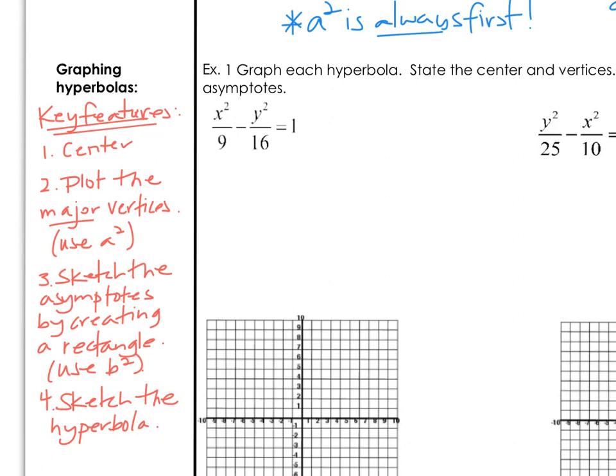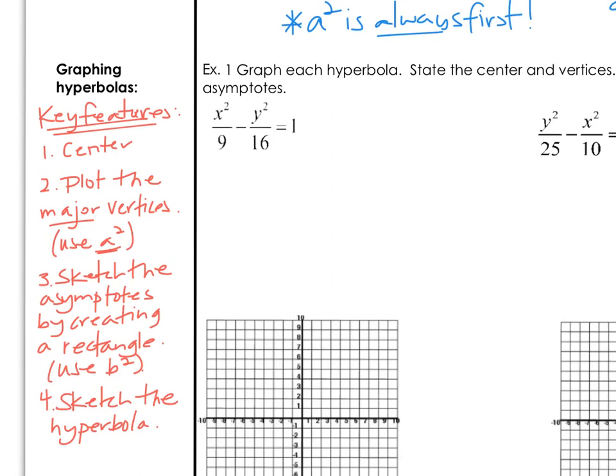Then we're going to plot our major vertices, and we're going to use a squared every time to do that. And remember, a squared is always the first number. Whether or not it's bigger than the b squared doesn't matter this time. Then we have to sketch those dashed asymptote lines by creating a rectangle. And that's when we'll always use that second number. So the second number doesn't actually create vertices, but it'll help us create those asymptote lines. Once we have those lines drawn in, we do the sketch for the hyperbola.